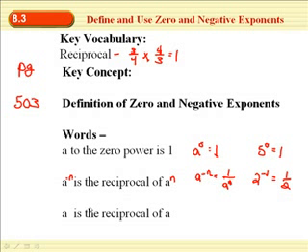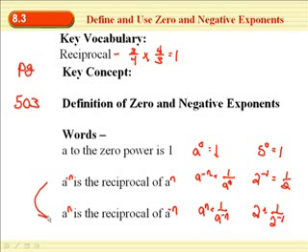All right, a to the n is the reciprocal of a to the negative n. So a to the n equals 1 over a to the negative n. It's crazy. So 2 equals 1 over 2 to the negative 1. So they're just the opposites. These two right here are just opposites of each other.